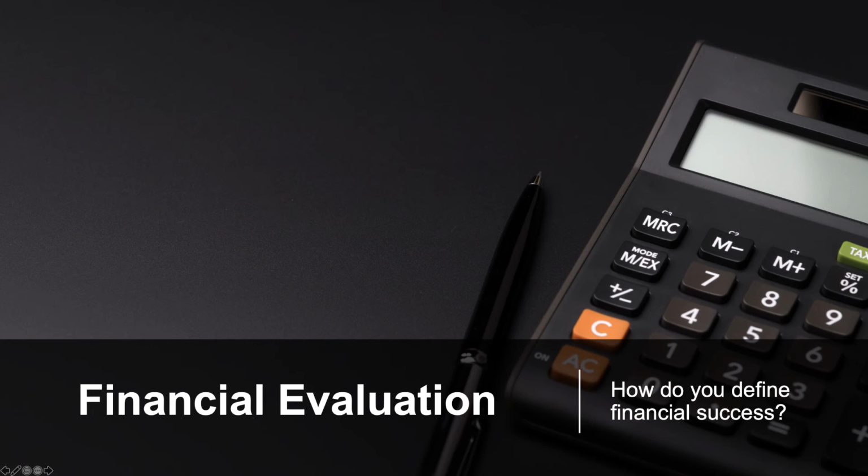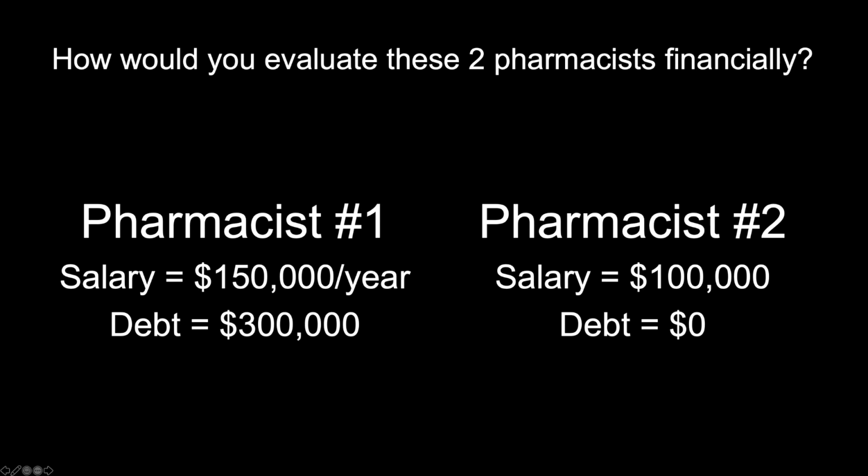All right, so the last little area I want to talk about is how you could evaluate two different positions. Maybe this is something we can talk about in class: maybe there are two different job opportunities or two different pharmacist situations. Let's look at these two pharmacists. The pharmacist on the left has a $150,000 a year job, debt of about $300,000, whereas the pharmacist on the right has about a $100,000 salary, so significantly less, right? But zero debt. Now, I didn't give you all the information.